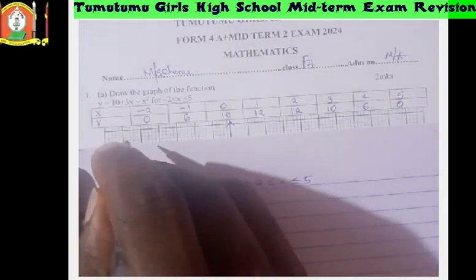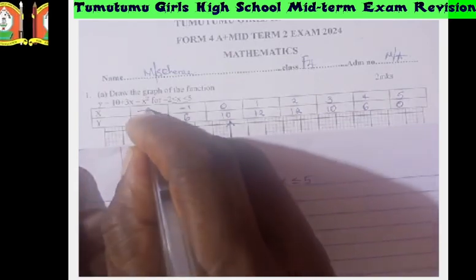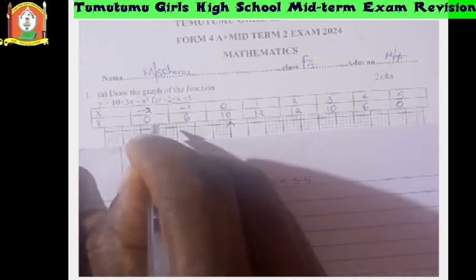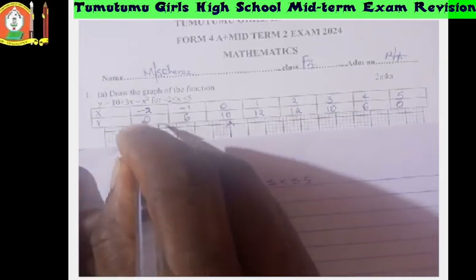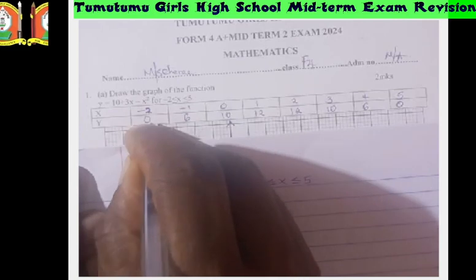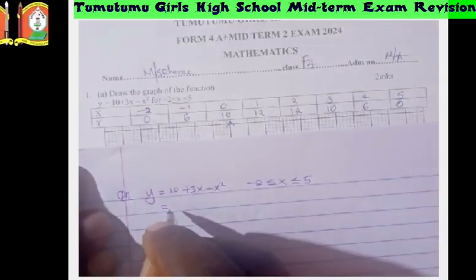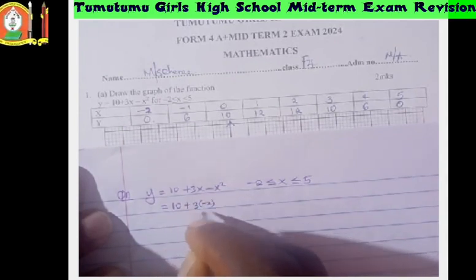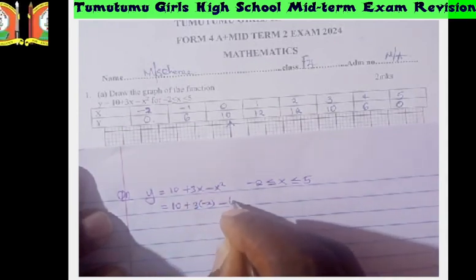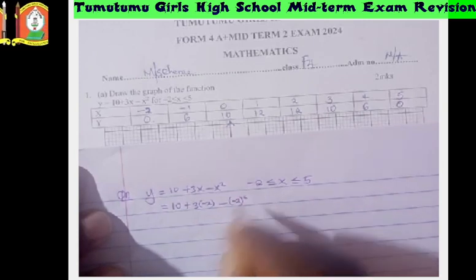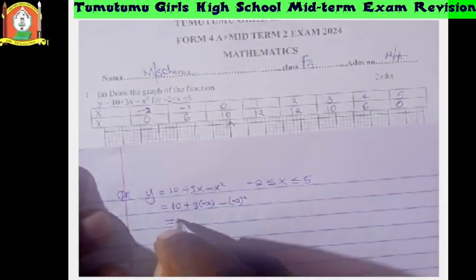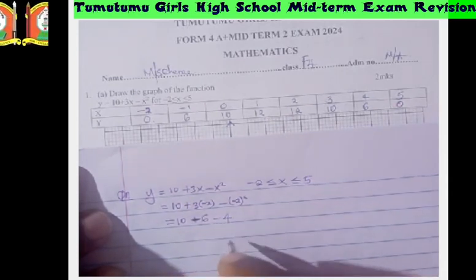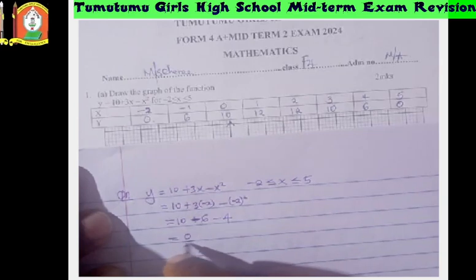We start by filling in the table for the values of x and values of y. So when x is equal to -2, what is the value of y? We substitute in the function 10 plus 3 into -2 minus x squared, -2. This one gives us 10 minus 6 minus 4, which gives us 0.